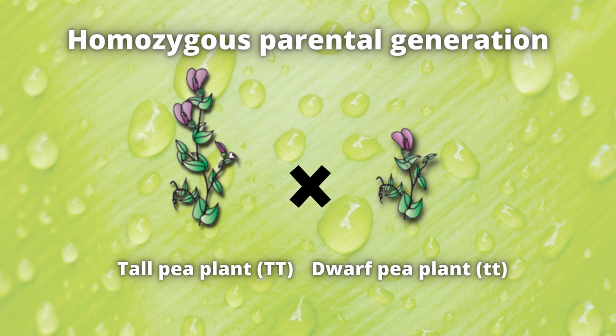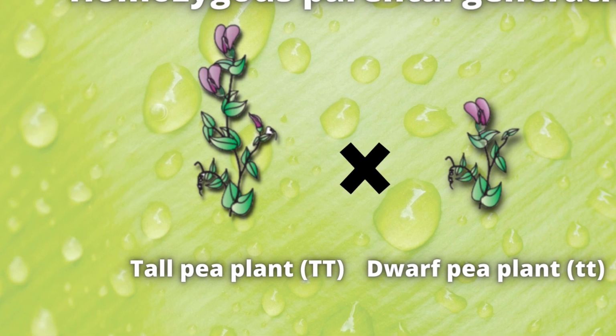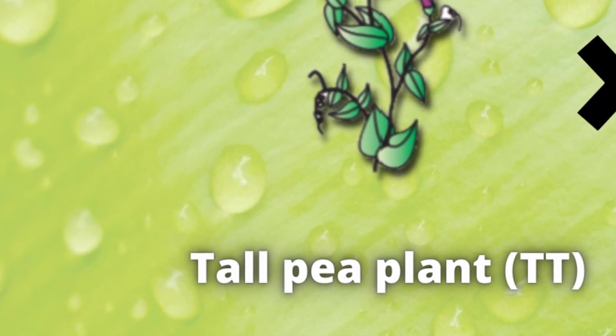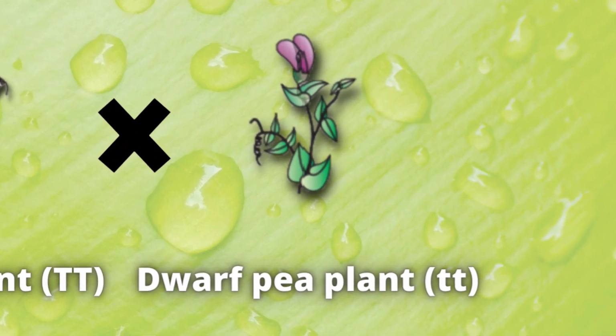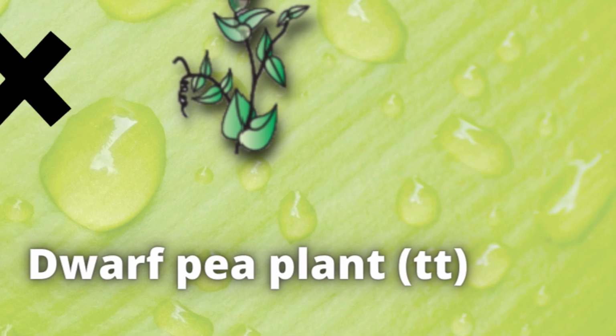We can assume that both of these plants are homozygous for their condition, and we can represent this by denoting the alleles using specific letters. In this case, we can use the first letter of the dominant phenotype or dominant trait, which is T. So for the tall pea plant, the genotype can be represented by two uppercase letters T, and we can use the lowercase letter t for the recessive short plant.